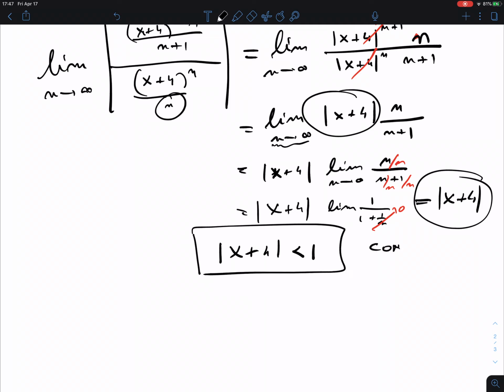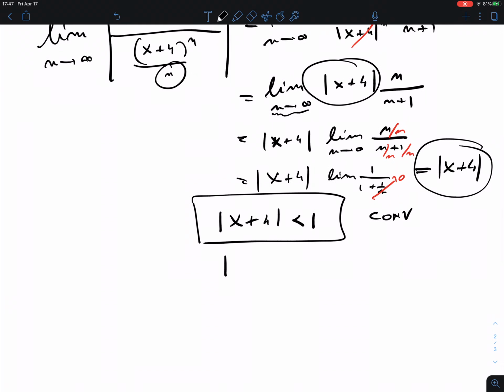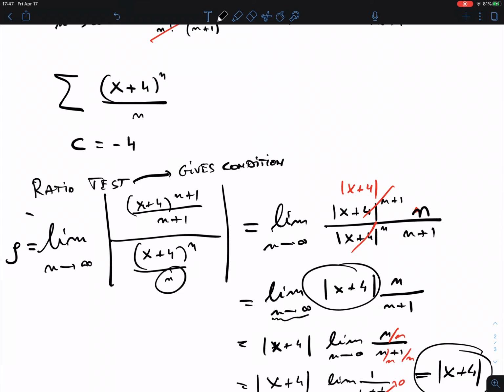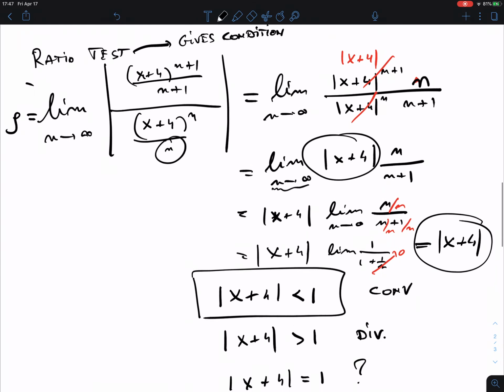for convergence. But the ratio test even says more. It says that if the absolute value of x plus 4 is bigger than 1, then we have divergence. Okay? The only problem with the ratio test is what happens if x plus 4 is equal to 1? If you look back at the ratio test, it says if the ratio is 1, then you don't know. Remember, in the book they call this rho. I don't use it that much, so sometimes I forget to write it, but I'll try to make a habit of writing rho.